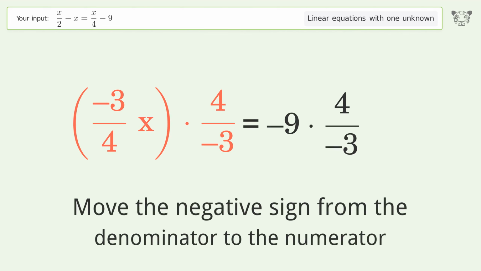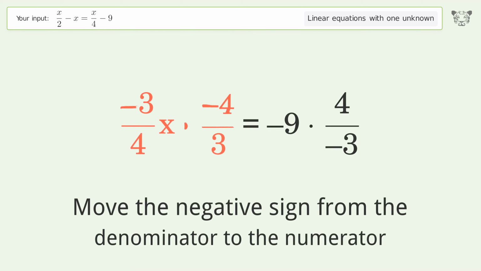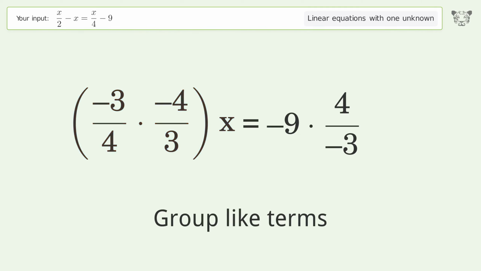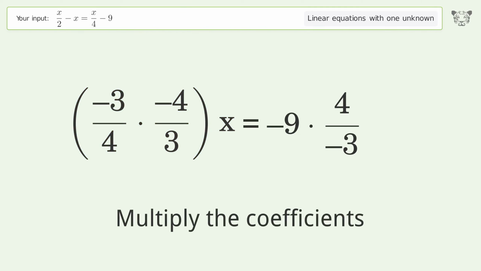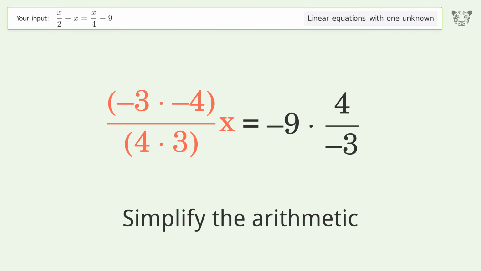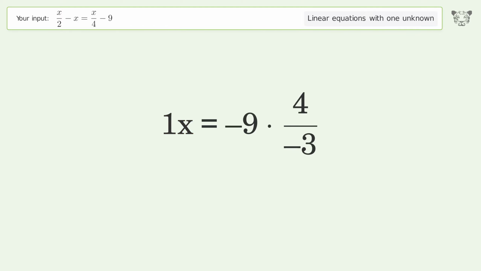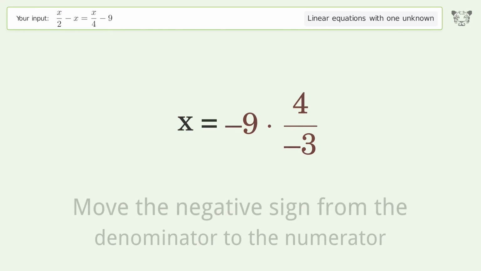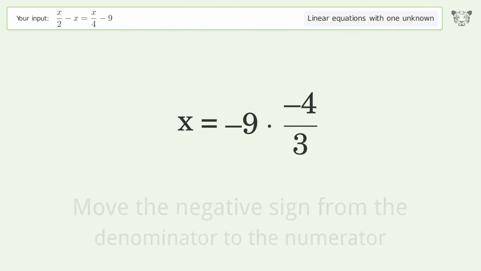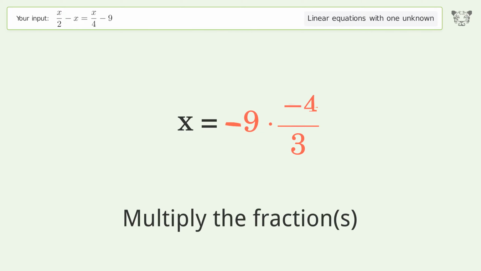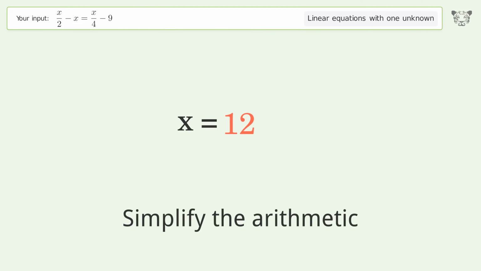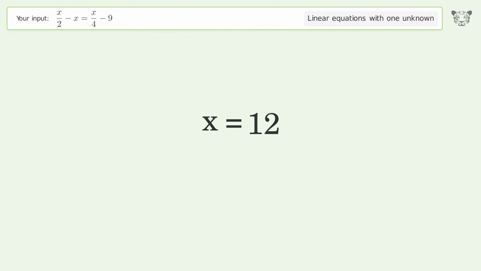Move the negative sign from the denominator to the numerator. Group like terms. Multiply the coefficients. Simplify the arithmetic. Move the negative sign from the denominator to the numerator. Multiply the fractions. Simplify the arithmetic. And so the final result is x equals 12.